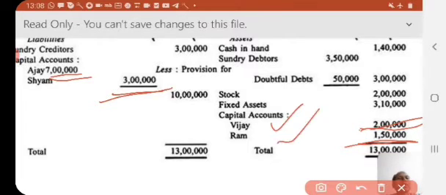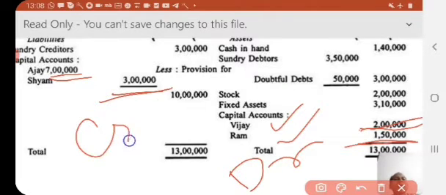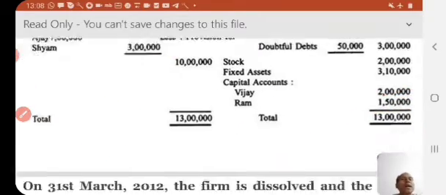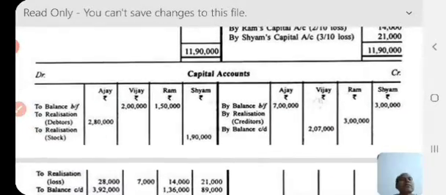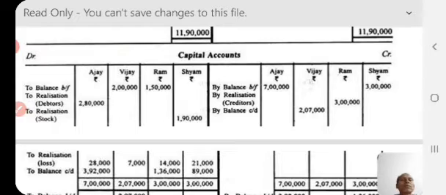So these 2 partners have debit balances. These 2 partners have credit balances. First, these balances should be recorded in the capital account. First, we have to do this one. Yes, recorded here. Okay, see carefully. Okay, now shall move to the next, realization.